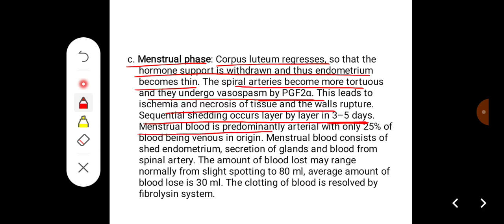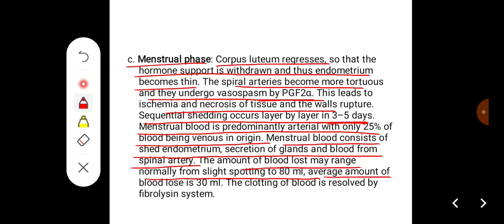Menstrual blood is predominantly arterial, with only 25% of the blood being of venous origin. Menstrual blood consists of shed endometrium, secretion of glands, and blood from the spiral arteries. The amount of blood lost may range normally from slight spotting to 80 ml. The average amount of blood loss is around 30 ml. The clotting of blood is resolved by the fibrinolysin system.